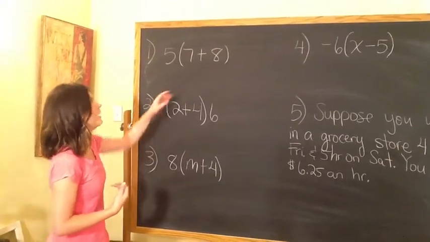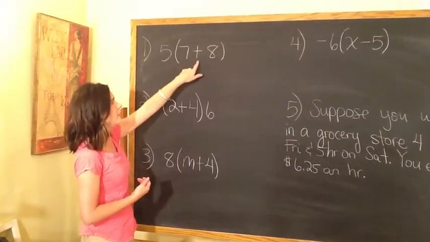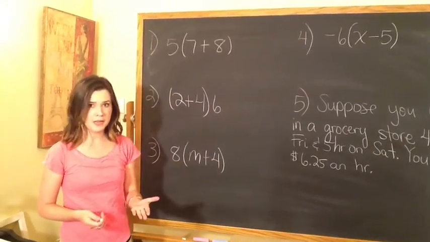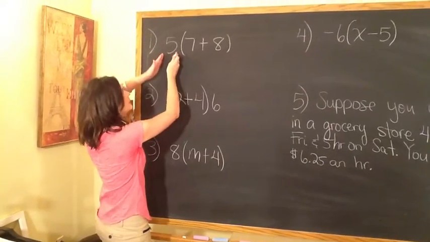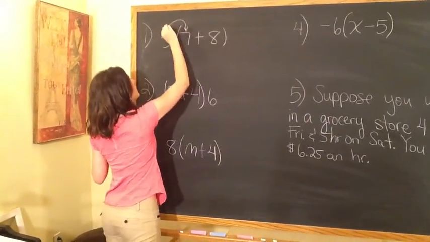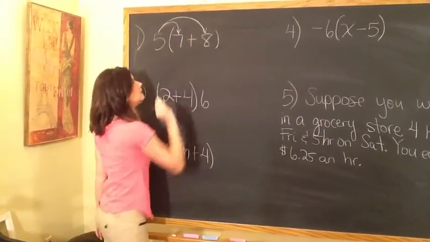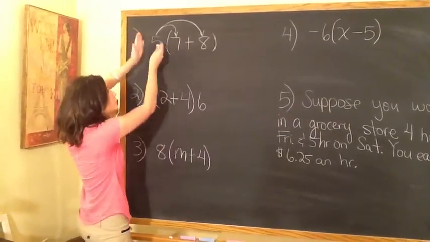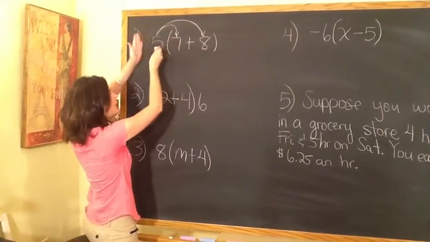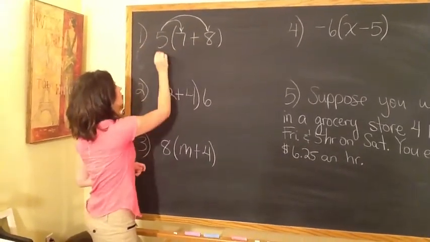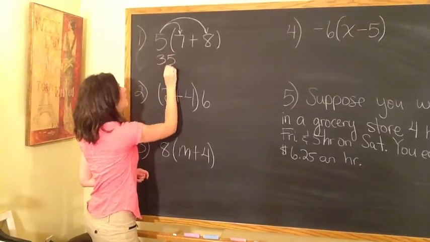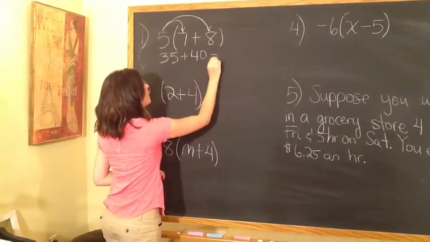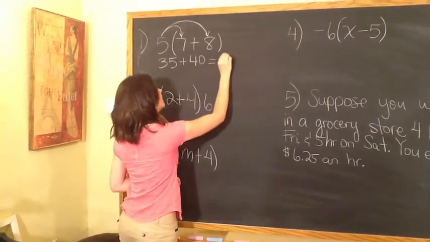Okay, in this first example we have 5 times (7 plus 8). Now we are going to go ahead and use the distributive property. So remember, we are going to distribute this 5 to the 7, and then we're going to distribute this 5 to the 8. Now we can do this because even when you're adding it up and everything, you're still multiplying everything on the inside by 5. So we do 5 times 7, which is going to give us 35, and then 5 times 8, which is going to give us 40, and we are going to go ahead and add them up, and we're going to get 75.